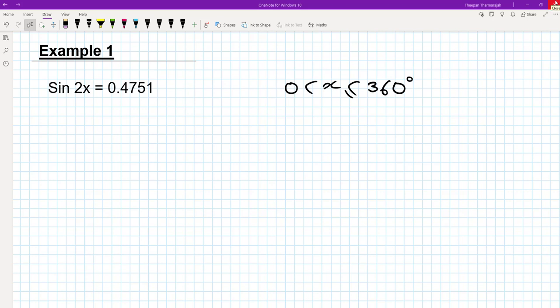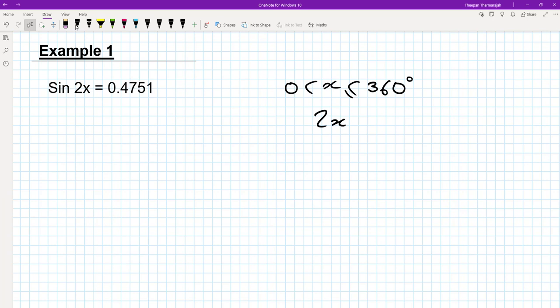In this video, we're going to look at solving harder trigonometric equations. So if we take sine 2x equals 0.4751, we want to solve between x greater than 0 but less than or equal to 360 degrees. The first thing to notice is we've got x in our range, but we need 2x. So the first thing we ought to do is to work out a new range.